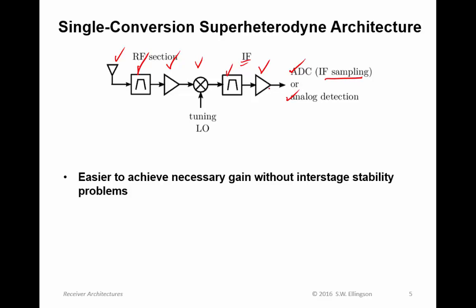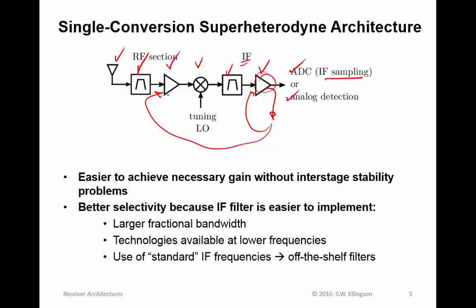The reason is because RF that ends up in the power supply from this amplifier, well, it can make it back to this amplifier, but if it makes it back here, it's at a different frequency, so it's less likely to cause a problem. We also have better selectivity because the IF filter is easier to implement. The fractional bandwidth at IF is greater than the fractional bandwidth at RF, and that allows us to make a more selective filter. Furthermore, we have more options for technologies at lower frequencies.